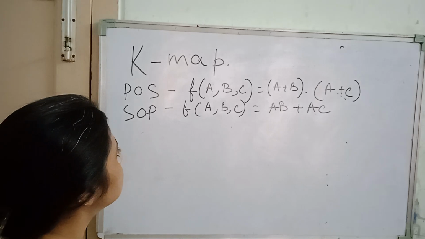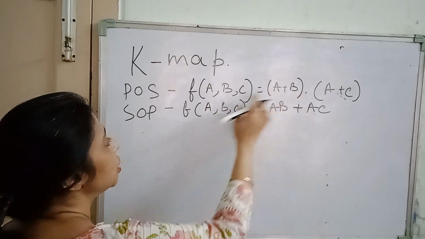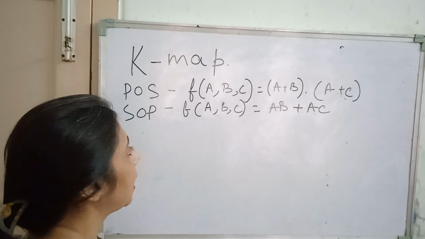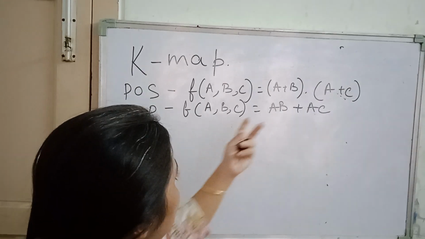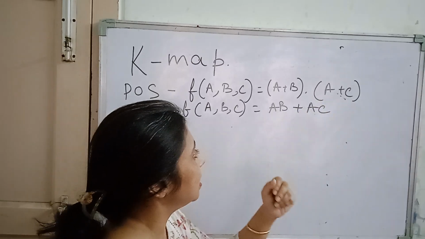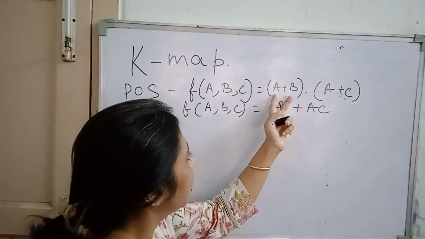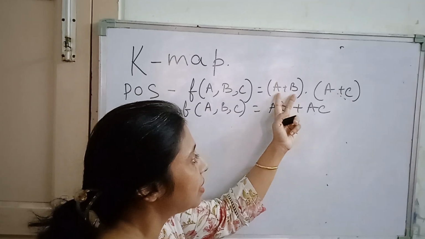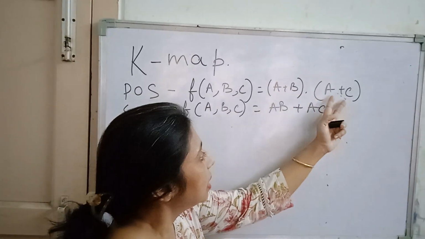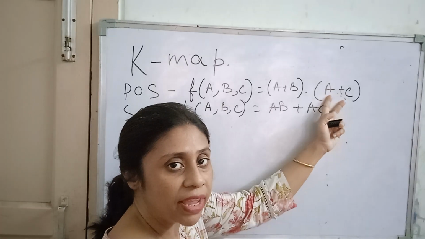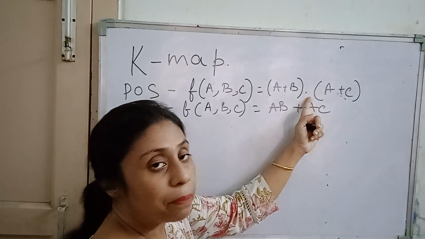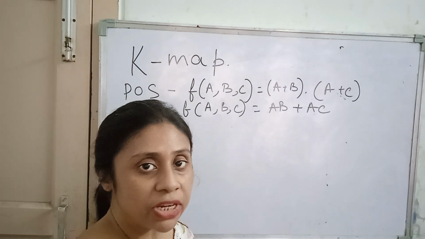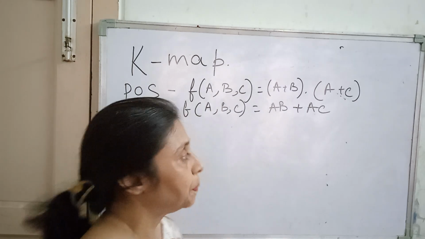Now what is product of sum? See, this is a function of three variables A, B and C. Now if I write (A plus B) dot (A plus C), you can see that first we are doing sum of two variables. Here A and B, we are making sum of A and B. Here A and C, we are making sum of A and C. Then we are making product of these two sums. So this type of equations are called product of sum.